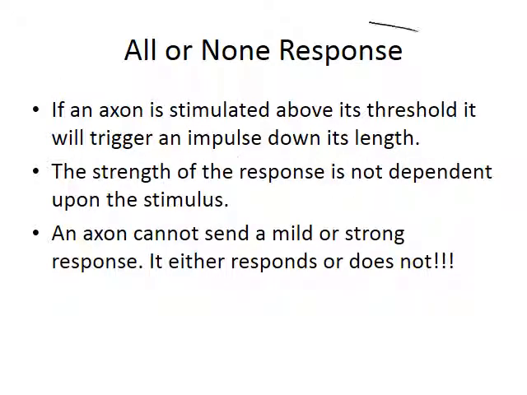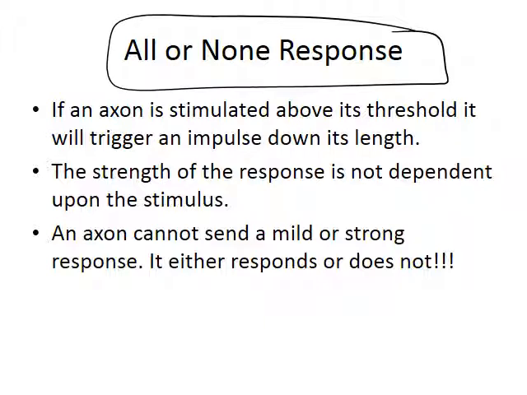All or none response. If a nerve is stimulated above its threshold, it will trigger an impulse down its length. The strength of the response is not dependent upon the stimulus. A nerve cannot send a mild or strong response. Either it sends or it doesn't. Either it responds or does not respond.